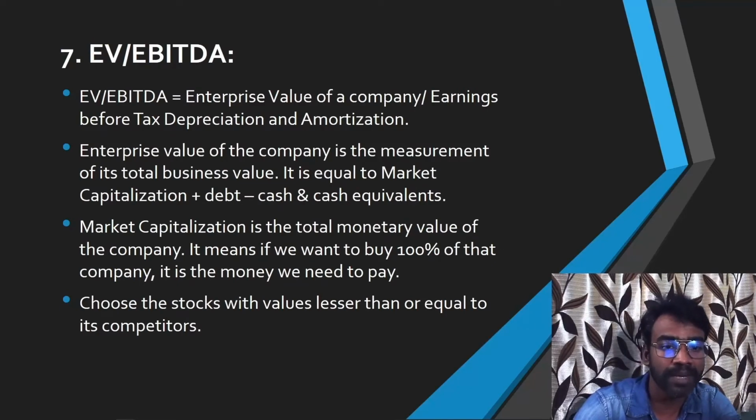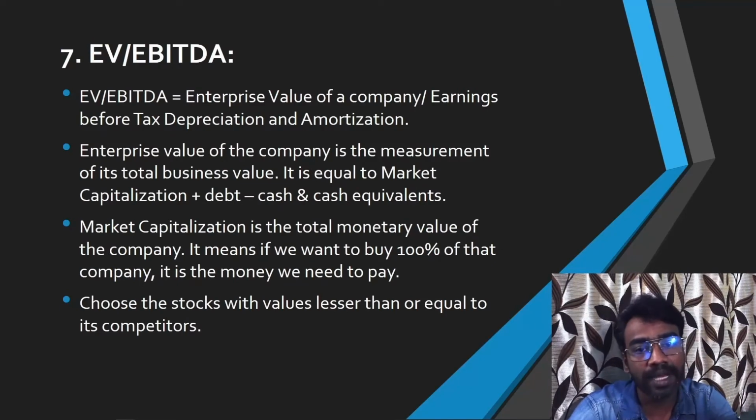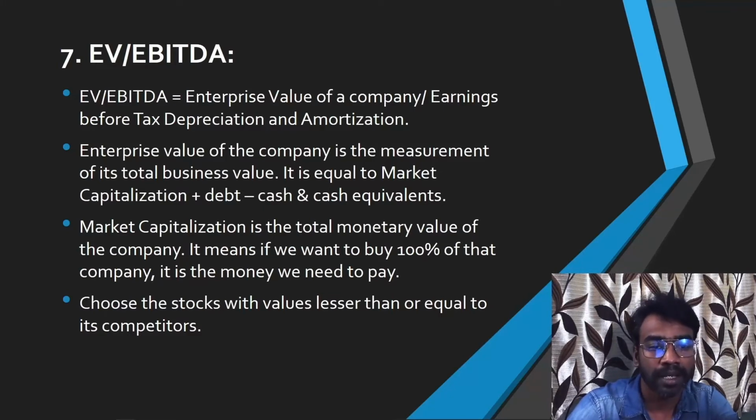Next one, EV by EBITDA. EV by EBITDA means enterprise value of a company divided by earnings before tax, depreciation and amortization. I will repeat the definition again. EV by EBITDA is a ratio. I know it sounds scary, but do not worry. We do not have to learn accounting, just bear with me.